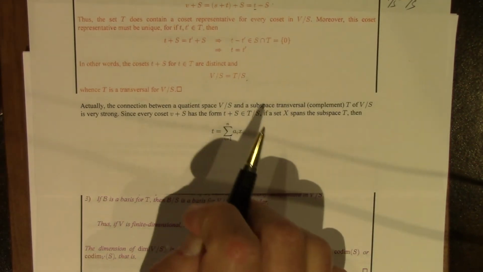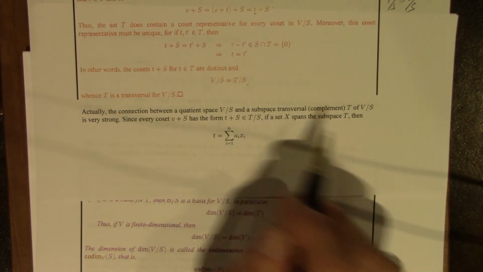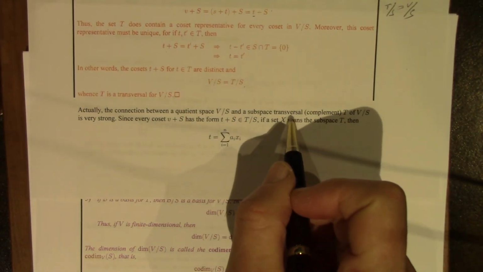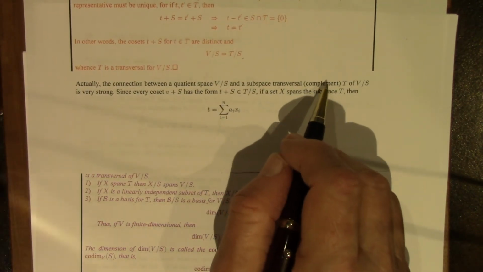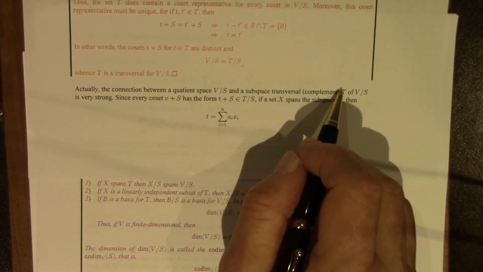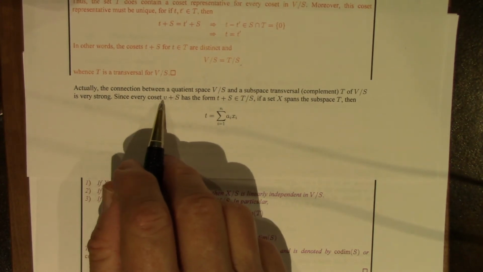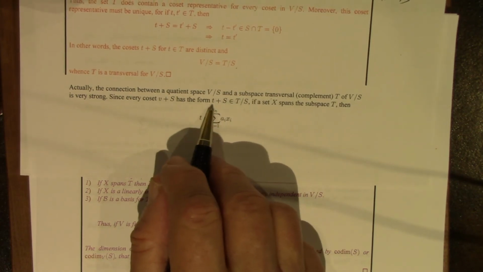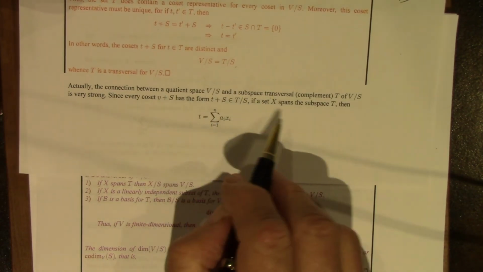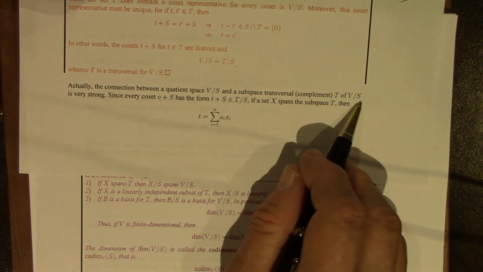Actually, the connection between quotient spaces and subspace transversals, or transversal subspaces, I don't know, I guess it doesn't matter which way I do it. Let's say just direct complements, is quite strong. For example, since every coset v plus S has this form, little t plus S, now remember, T now is a subspace. It's a complement of S.